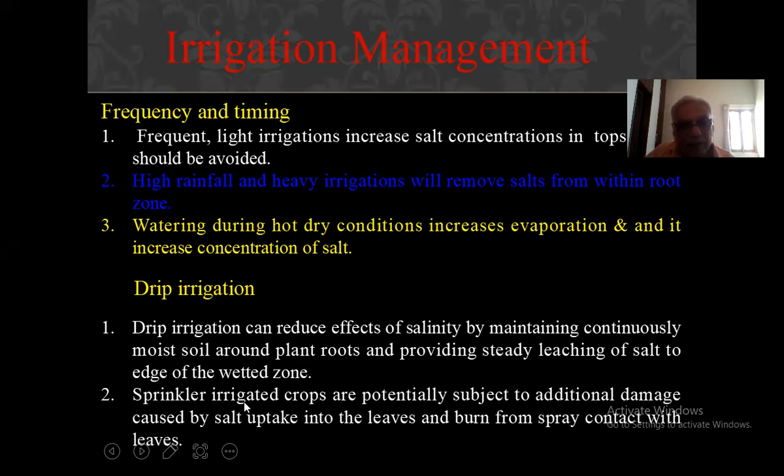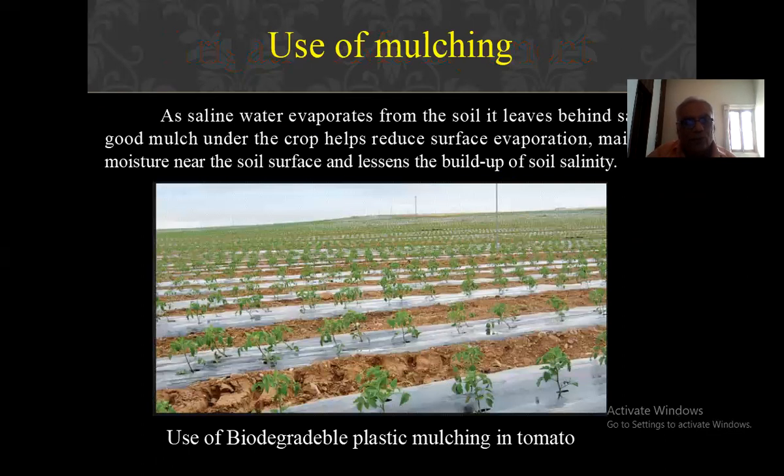So plant growth is better. Sprinkler irrigated crops are predominantly subject to additional damage caused by salt uptake into the leaves and burn from spray contact with the leaf. Suppose you are located in Rajasthan, where your soil and water are saline, and you are using sprinkler irrigation in a wheat crop or other crops, then there will be salt damage to the leaves and sometimes burning of the leaves, and your yield will decrease. So lastly, the saline water you put on the soil leaves behind the salt.